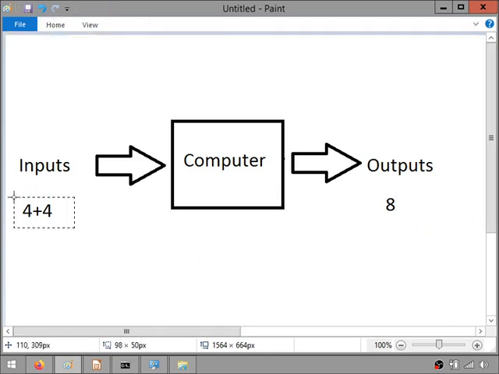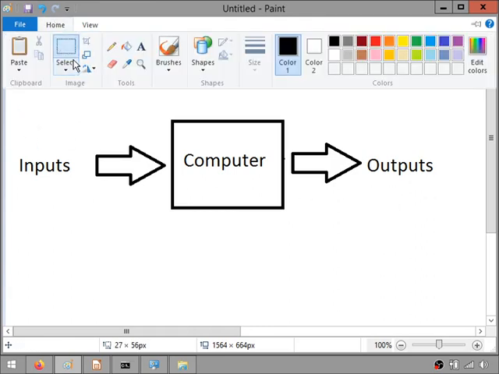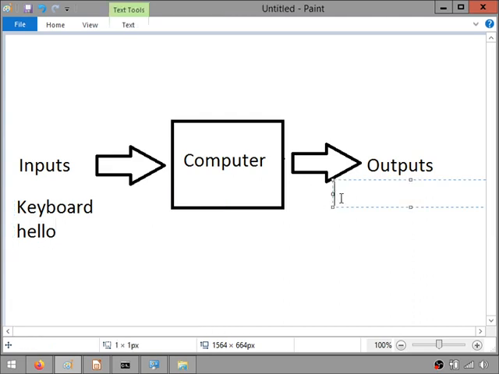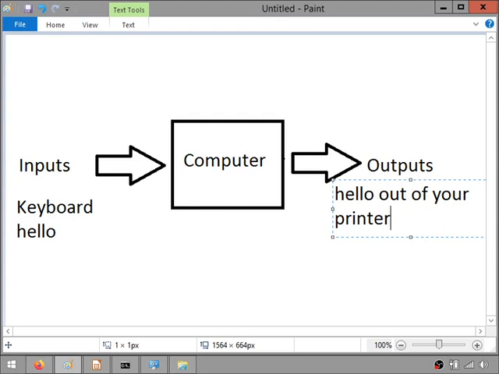With a more complex example like a modern day computer, you'd be inputting things on your keyboard. You'd use your keyboard to input messages like hello, and potentially you could output the word hello on your screen. Or you could output some text into a Word document, and then eventually this would come out of your printer. So a modern day computer is still, in terms of inputs and outputs, just a little bit more complicated.